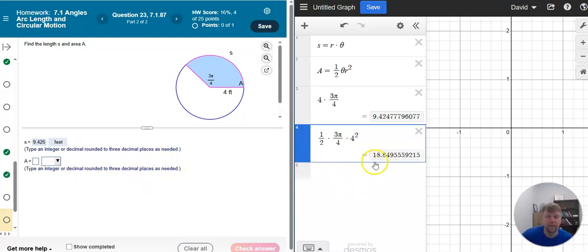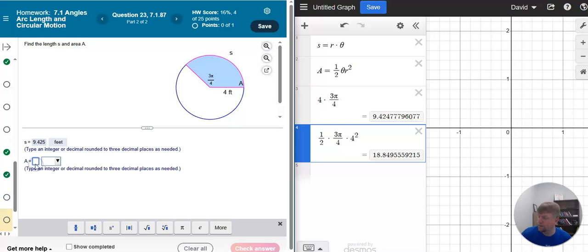Again, rounded to 3 places, 18.849. The next number after the 9 is 5, so that would round up, so that would be 18.850. Now this is area, and area is going to have the units for the radius squared, because area is a two-dimensional idea, so it's square feet.